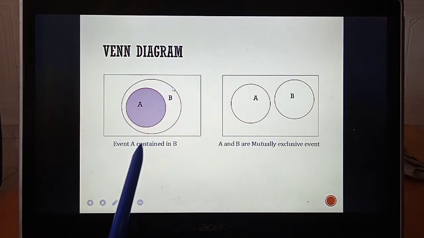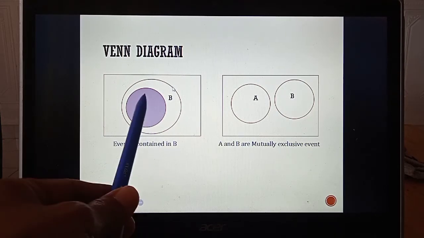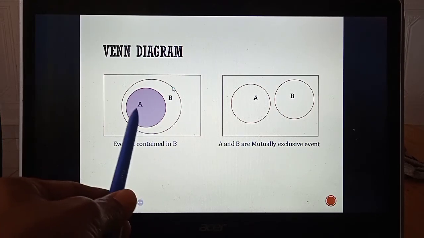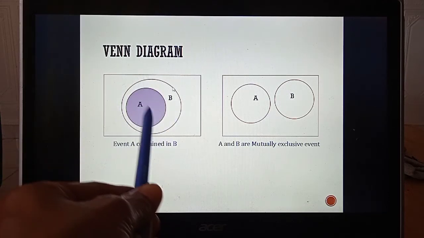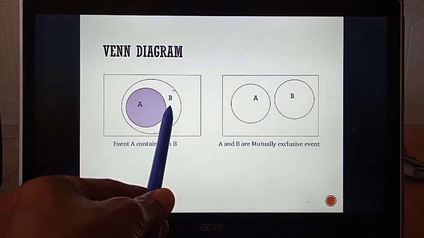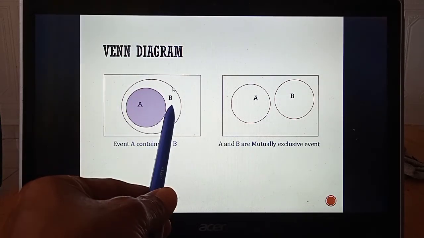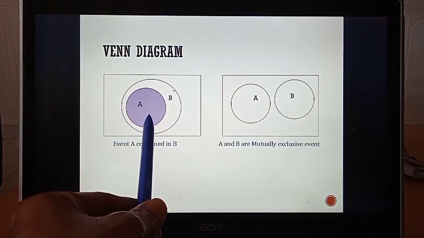Okay, for event A contained in B is given by shaded area, meaning that A is contained in B. B must be a bigger space than A. So, maknanya dalam B ni ada juga event-event yang lain dan juga termasuk event A.